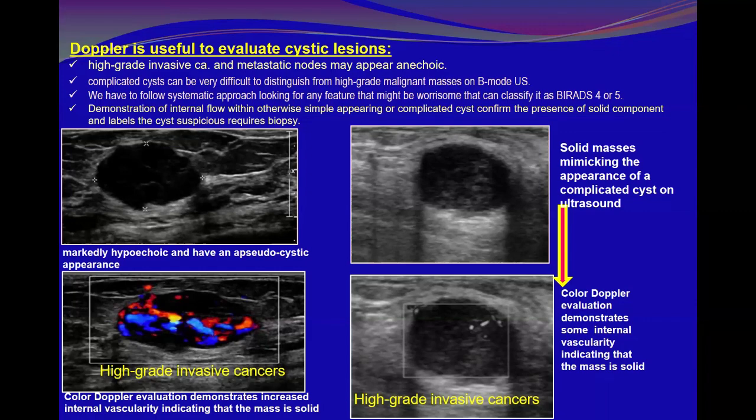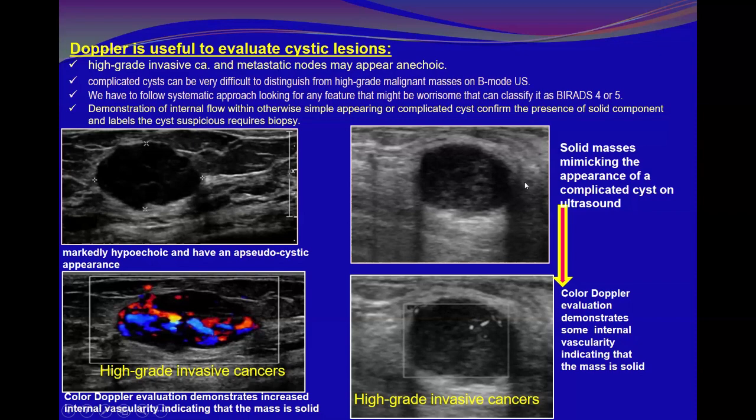It can be helpful if it is positive; if it is negative, it is not useful. Okay, complicated cysts can be difficult to distinguish from high-grade malignant masses on B-mode or grayscale ultrasound. So we have to follow a systematic approach, looking for any features that might be worrisome to classify it as BI-RADS 4 or 5. Here, this one is indistinct at the end.